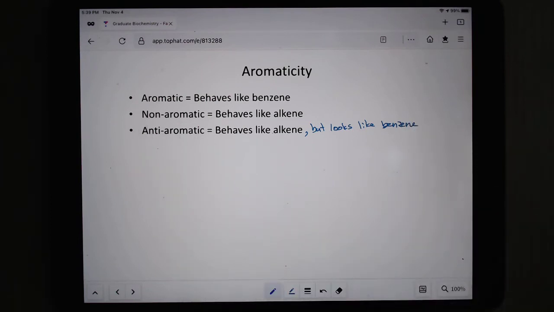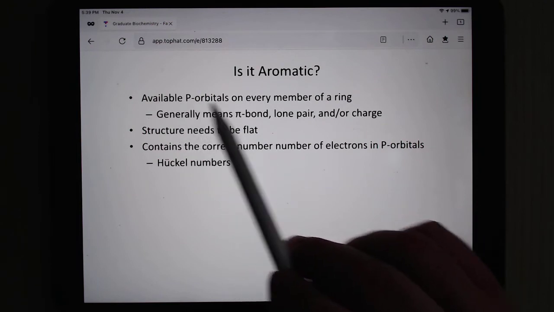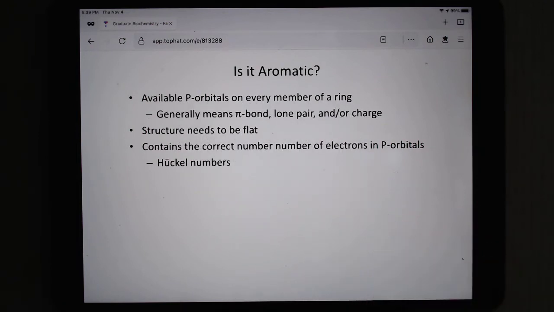Non-aromatic means there are things that make it not look like a benzene, and it has the reactivity of just a regular alkene. So generally what we're looking for, if it's aromatic, is whether there are available p orbitals on every member of the ring. So this really only happens with a ring. Now you can have other chains hanging off of it, but the main core of the aromatic portion of the molecule needs to be a ring.